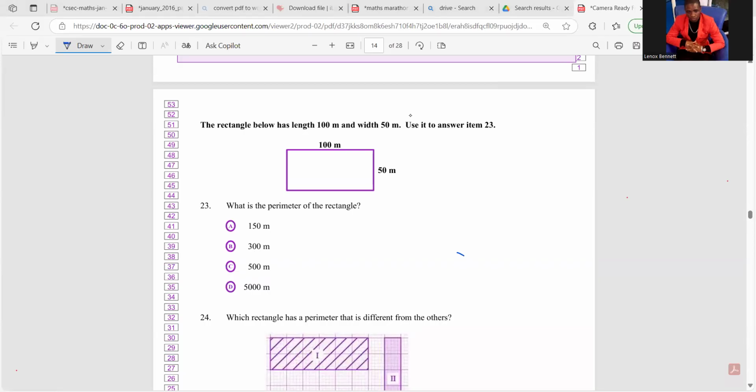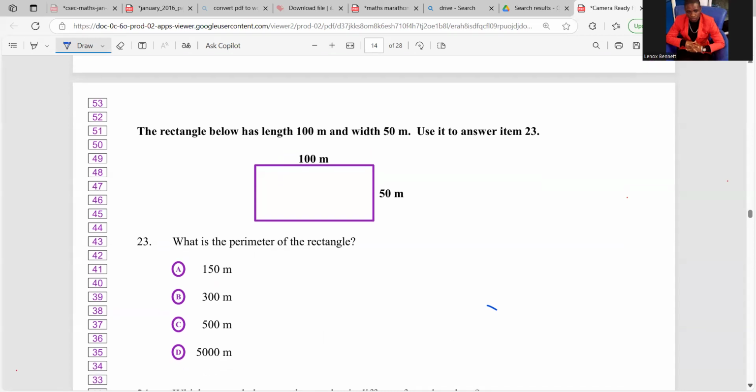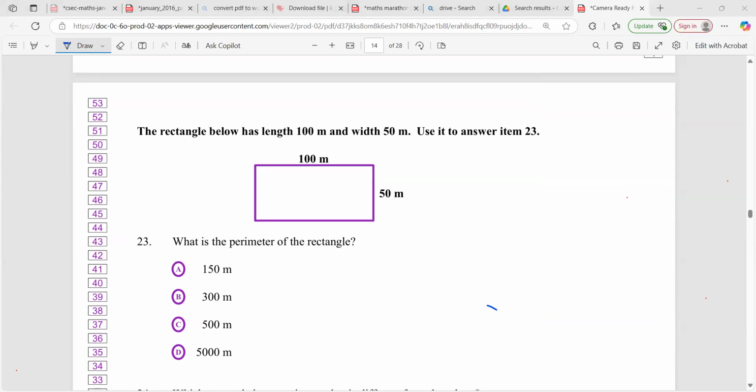All right, it said the rectangle has length 100 meter and width 50 meter. Use it to answer item 23. What is the perimeter of the rectangle? So as I was telling you guys, the curriculum-based assessment captures basically all the topics. That is why it carries so many marks. It can have perimeter, it can have area, it can have volume, it can have decimals, it comes from all the syllabus basically. So go ahead guys and work now.